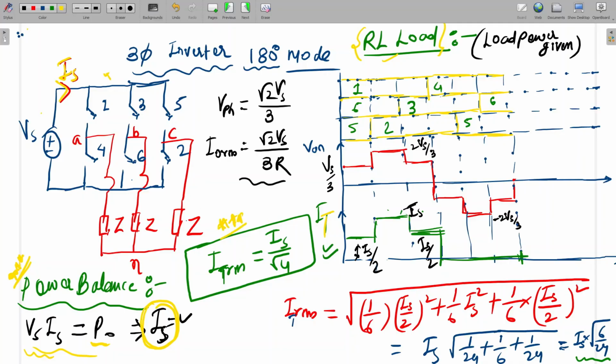This one formula we have to memorize: source current divided by root 4 for 180 degree mode. I think I took this one from the previous slide, that's why it is here.